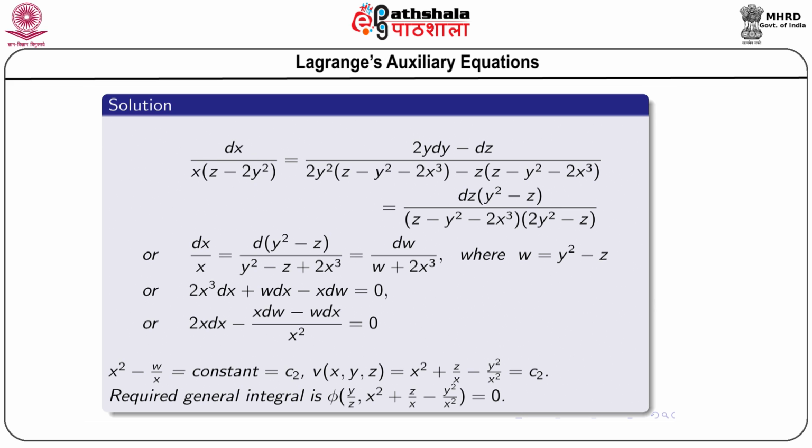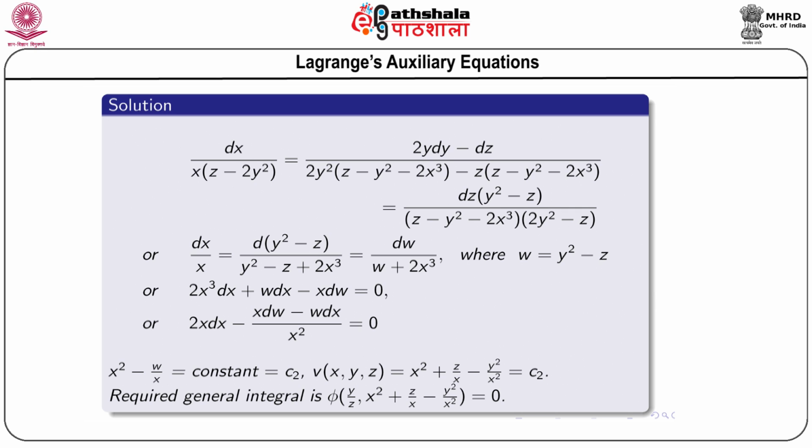We have manipulated this equation and we obtain an equation like this, which is written here: dx by x equals d(y square minus z) divided by (y square minus z plus 2x cube) equals dw by (w plus 2x cube), where w equals y square minus z. And from this equation one can find an integral like this: 2x cube dx plus w dx minus x dw equals 0, and it can be solved. So, our another integral is (x square minus w by x) equals constant, that equals c2.